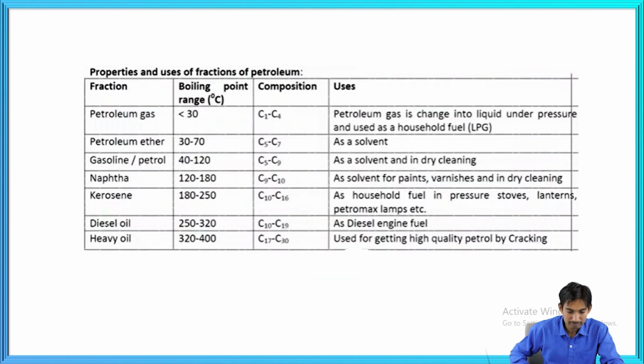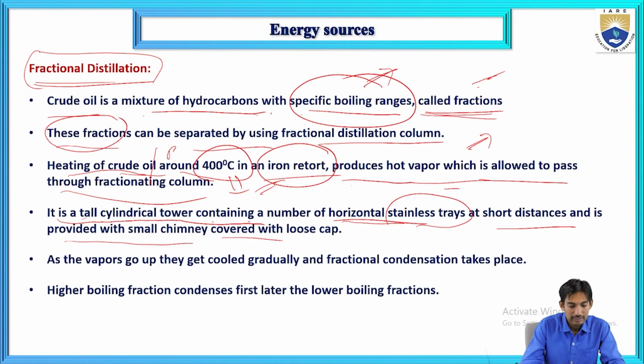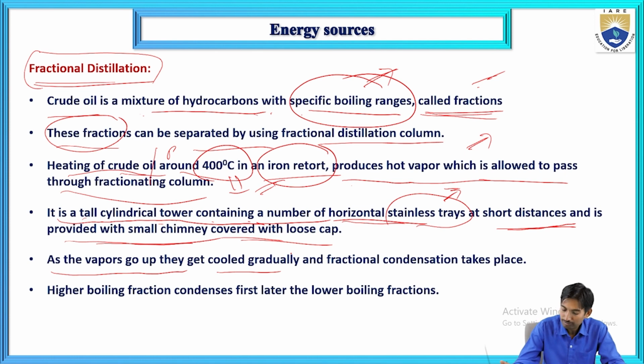See, it is a tall cylindrical tower containing a number of horizontal stainless trays. The horizontal stainless trays are present in the tall cylinder at short distance, and each is provided with a small chimney. Every horizontal tray contains a chimney covered with a loose cap. As the vapors go up, they get cooled gradually. Okay, what happens?